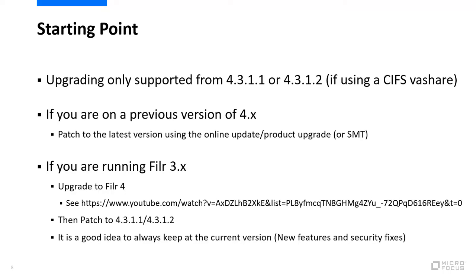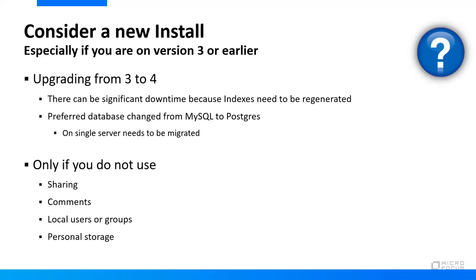Once you've gone up to Filr 4.0, then you need to patch that to Filr 4.3.1.1 or 4.3.1.2 before you can actually undertake the upgrading that we're going through here. If you are on Filr 3, then do consider just doing a brand new install. It will be less downtime because indexes don't need to be regenerated. You can build the new system whilst the old system's still running. But you should not do this if you've got existing shares, comments, local users and groups, or indeed personal storage.